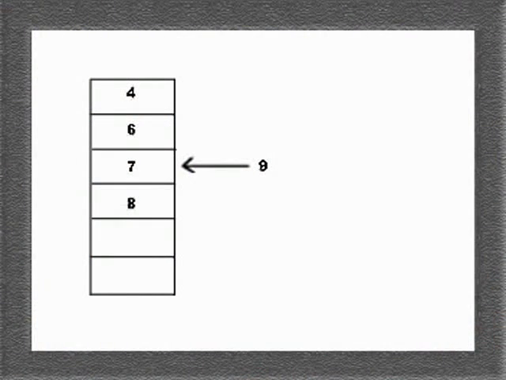Insertion. For example, consider the array. The array contains 4 elements. If I want to insert an element 9 at the second position, then I need to push down the elements 7 and 8 by one position to make an empty room for the new element to be inserted. The result of insertion is shown in the array.